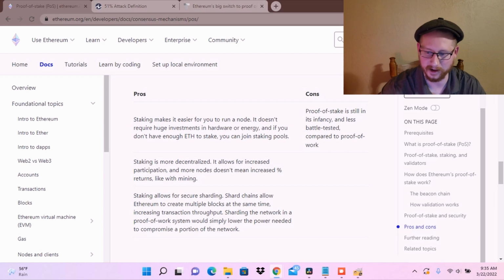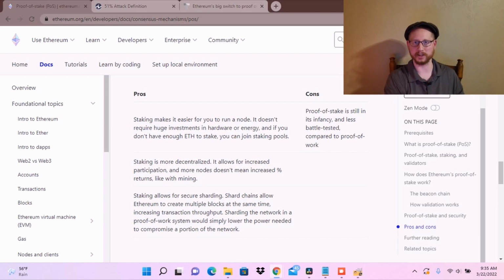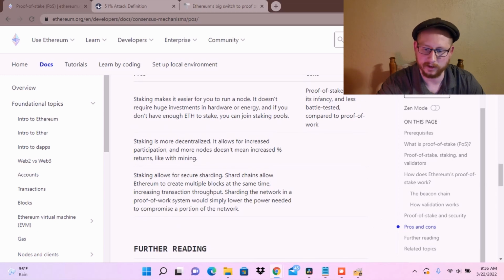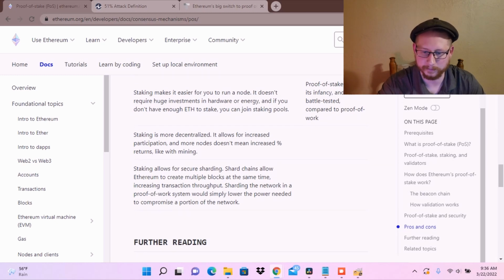Okay, so we're going to go through the pros and cons, and obviously there are more pros than cons, and this is the reason we're going this direction. Staking makes it easier for you to run a node. It doesn't require huge investments in hardware or energy, and if you don't have enough ETH to stake, you can join staking pools. So there's something to think about. Staking, of course, I believe that they already had people register for all this, so I don't think there's going to be a line. Staking is more decentralized. It allows for increased participation, and more nodes doesn't mean an increased percentage of returns like with mining.